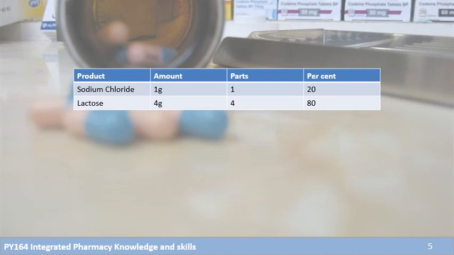If we go on and we now look at the ways in which a formula might be expressed, that would be okay. So we've got sodium chloride here, 1 gram, and the amount of lactose is 4 grams.